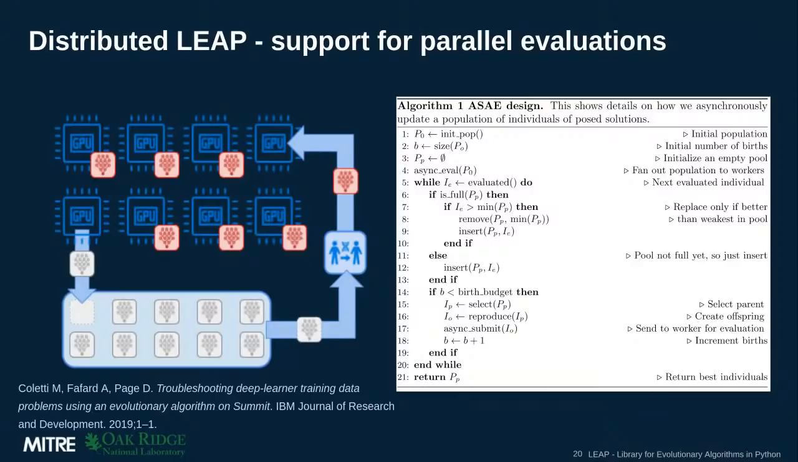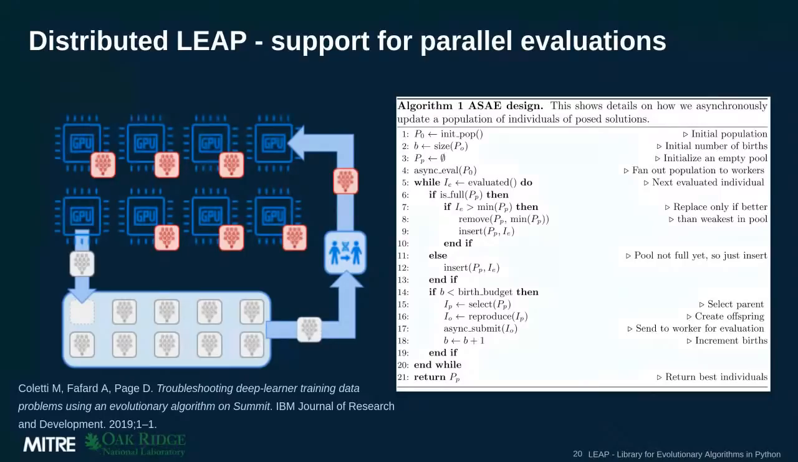So what's the solution for that? The solution is to make a little bit of a tweak to the evolutionary algorithm. You would use something called an asynchronous steady-state evolutionary algorithm, which is depicted here. On the right is laid out in detail how that particular evolutionary algorithm works, and on the left is sort of a cartoon of that.